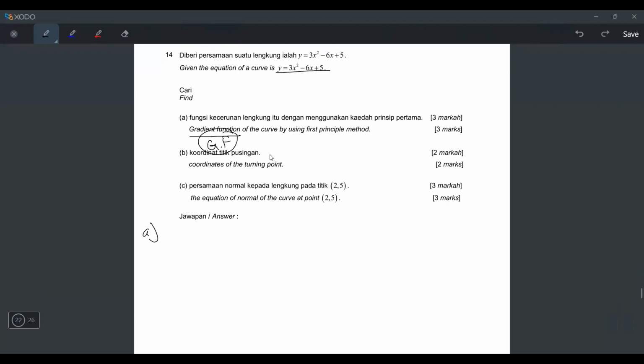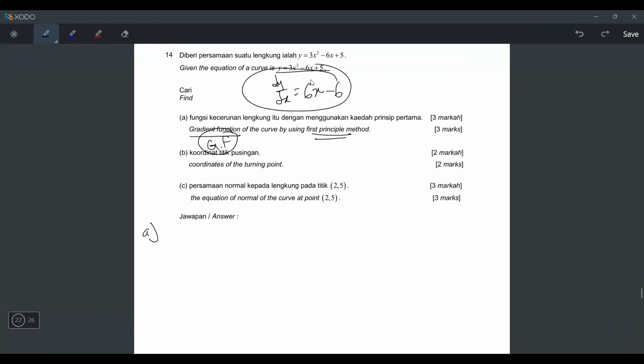Do you remember what GF is? It means the dy/dx of the curve by using first principle. Okay, first of all, we all know dy/dx is power times number and then power minus 1. 2 times 3 is 6. Power minus 1 is x to the power 1, so the 1 you don't need to write. And then differentiate negative 6x is negative 6. And then differentiating 5 is 0, but the 0 you don't need to write. So this is the answer.